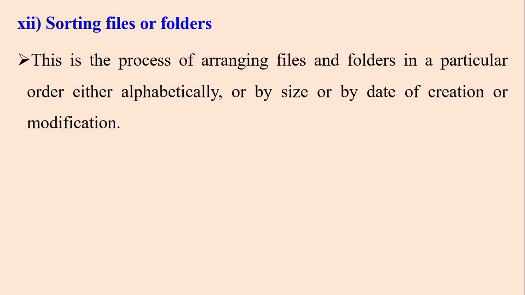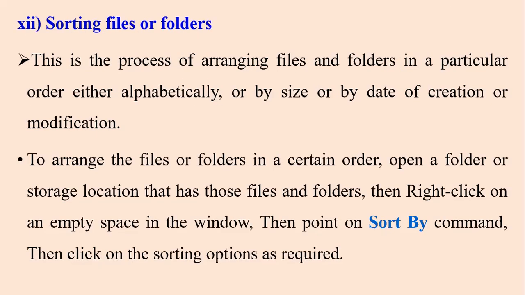How do you sort the files or folders in a storage medium? Sorting is the process of arranging files and folders in a particular order, either alphabetically or by size or by date of creation or modification. To arrange the files or folders in a certain order, open a folder or a storage location that has those files and folders, then right-click on an empty space in the window, point on the Sort By command, and then click on the sorting options as required.